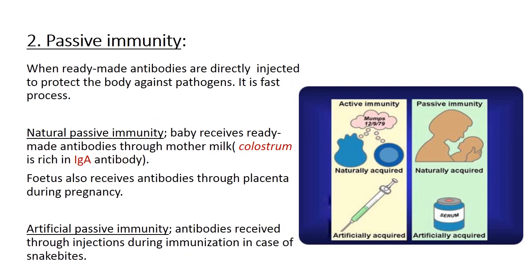The second one is passive immunity. In this case, ready-made antibodies, that means already prepared antibodies, are injected to destroy the disease-causing organism. So when your body gets ready-made antibodies, you need not wait for your body to synthesize antibodies.